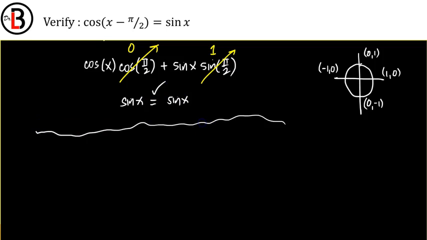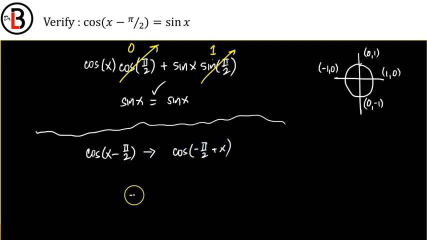However, do take note that what you're trying to verify is that cosine of x minus 90 degrees is the same as saying cosine of negative 90 degrees plus x.